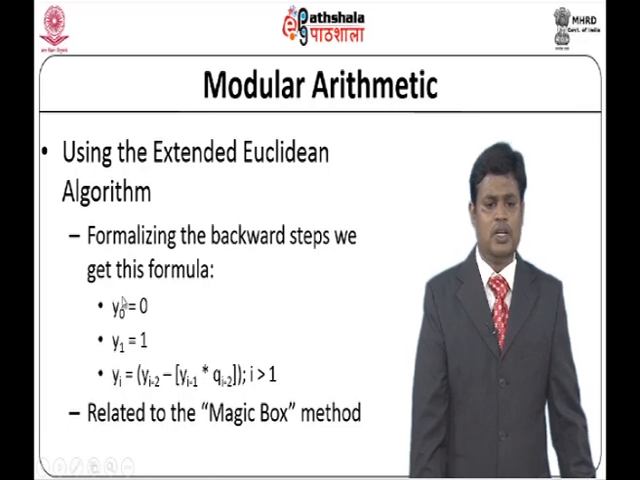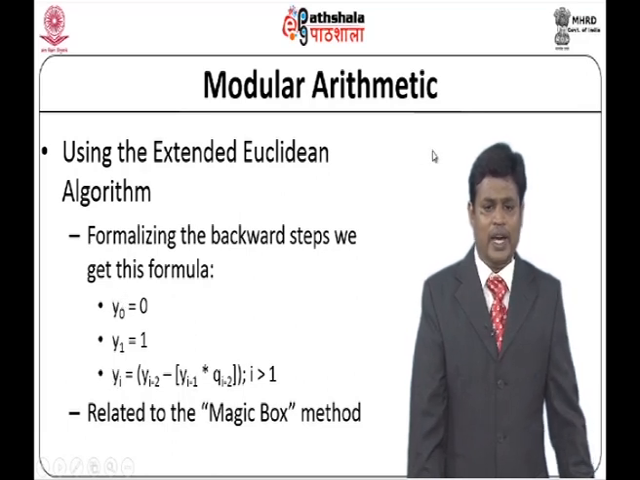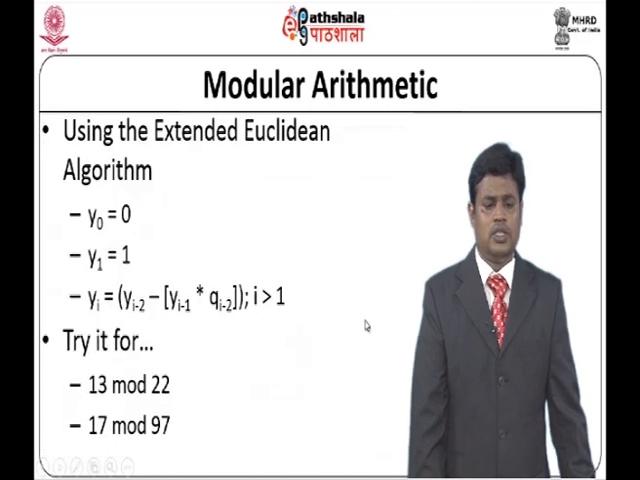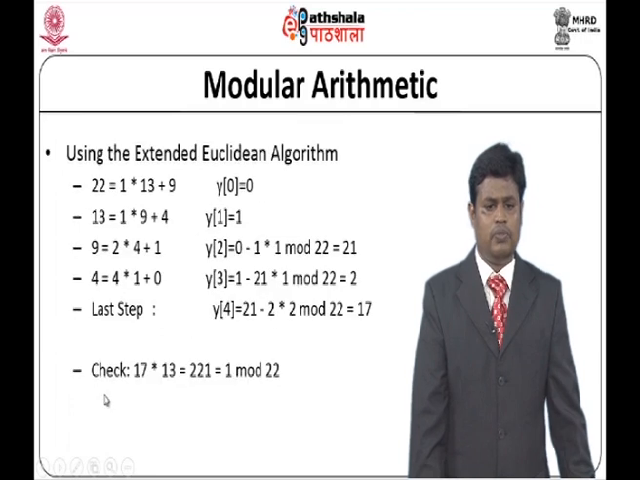The only thing we need to remember is that the Euclidean algorithm, which we know already, is used to compute the GCD of given numbers. Now we are extending that algorithm in such a way that it helps you find the inverse of that particular number. The steps are explained. In the extended Euclidean algorithm you can take y equal to 0, i equal to 1. We can try for 13 mod 22.